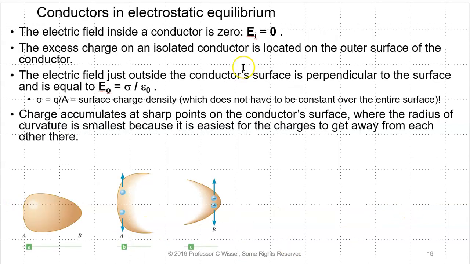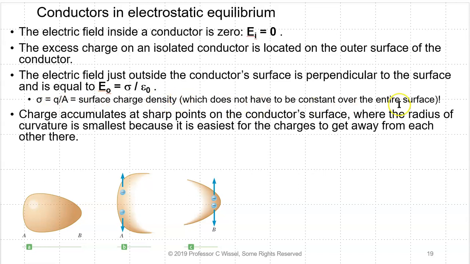So how about conductors in electrostatic equilibrium? We know the electric field inside a conductor is 0, so E inside is 0. The excess charge on an isolated conductor is located on the outer surface of the conductor because, so this is all negative, and these negative charges try to get as far away from each other as possible. They go to the surface. The electric field just outside the conductor surface is perpendicular to the surface and equal to E outside equals sigma divided by epsilon naught, where sigma, of course, is Q over A. That's the surface charge density.